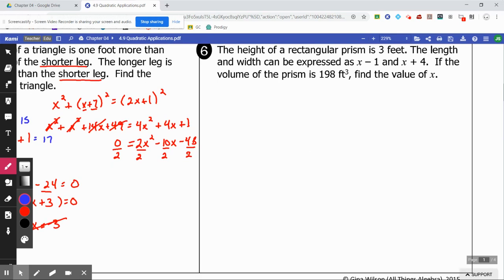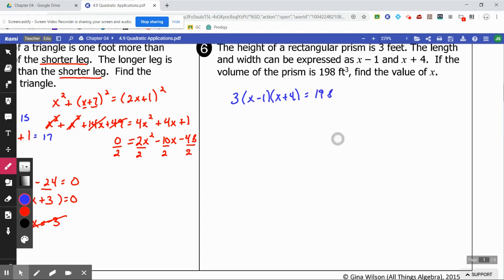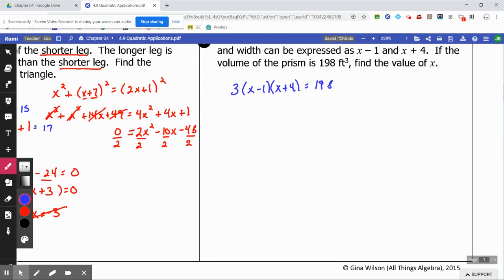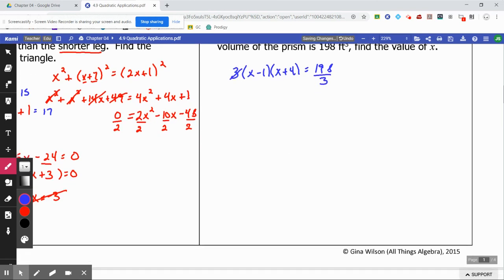Now the formula is length times width times height. So you have the height is 3, the length and width is x minus 1 and x plus 4. When you multiply those 3 dimensions together, it is equal to the volume, which is 198. So there we go. First thing I would do, instead of distributing that 3 times anything, I would divide it. The whole side's being multiplied by 3, so why not go ahead and move it over just to clean things up? The left side is going to get FOILed.